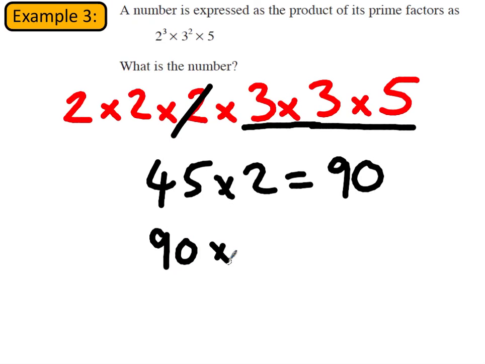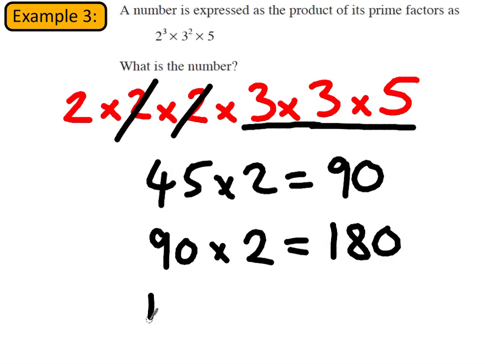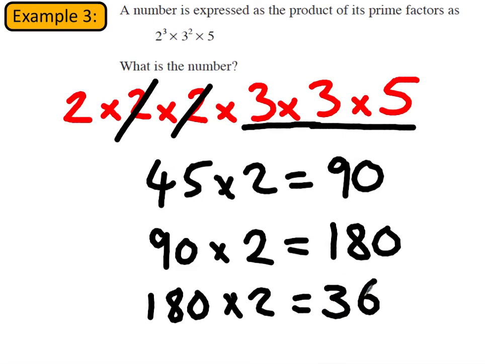90 times 2 is 180. And 180 times 2 is 360. And so the answer to this question is 360. That was the original number.